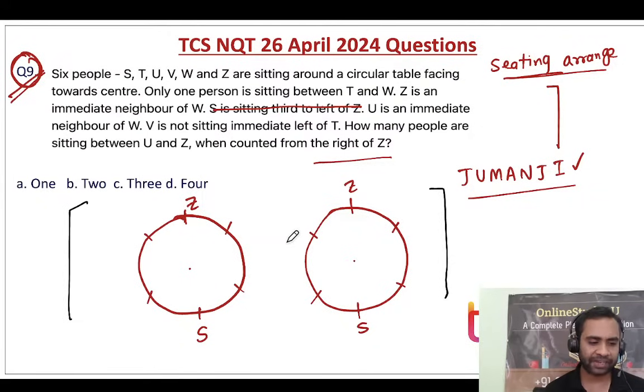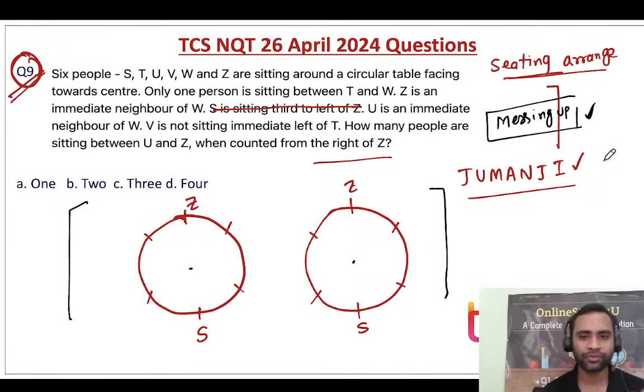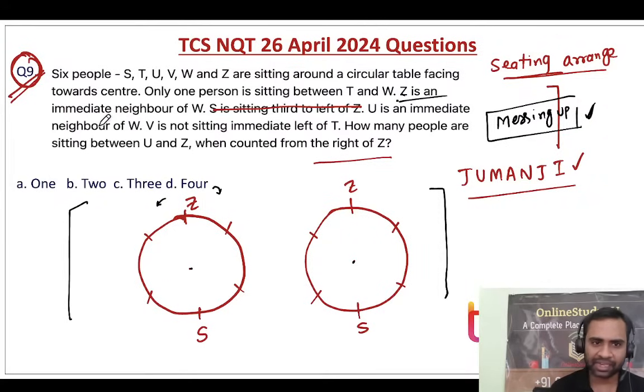So always I will tell you to make two diagrams so that you will not end up messing up the things, and then you will be able to solve it, right? So S is sitting third to the left of Z. So Z's right is this and left is this. U is an immediate neighbor of W. Okay, now Z is an immediate neighbor of W.